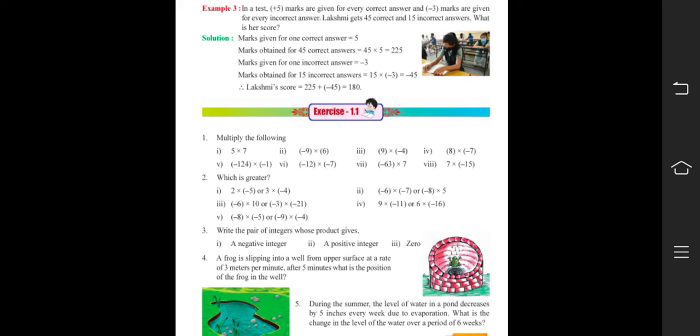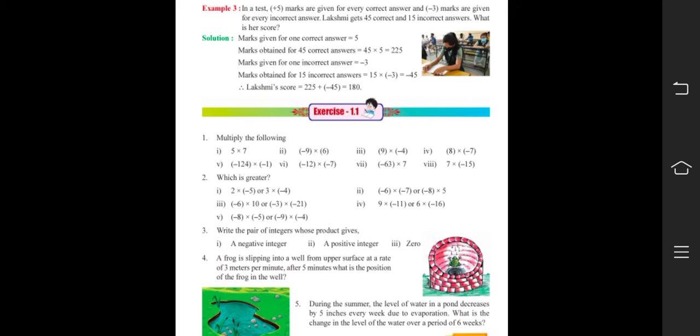Now, Lakshmi's score. Total correct answers are 45, so 45 into 5 is 225 marks. The incorrect answer marks are minus 45. 225 plus minus 45 is equal to 225 minus 45, 180 marks. So Lakshmi got 180 marks, children.